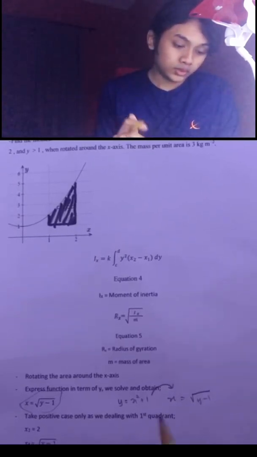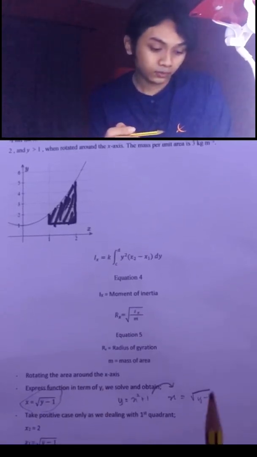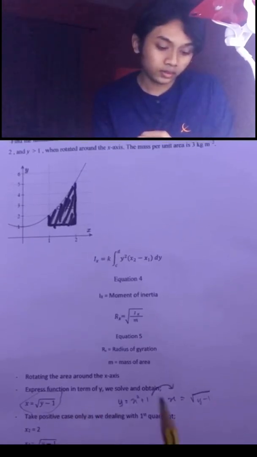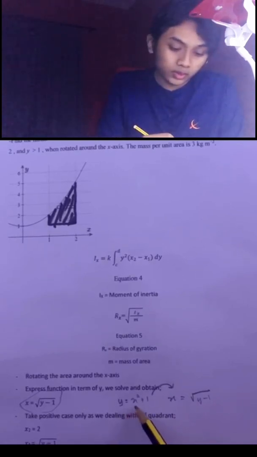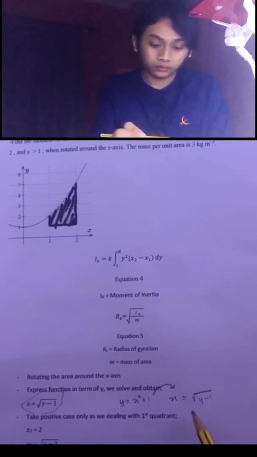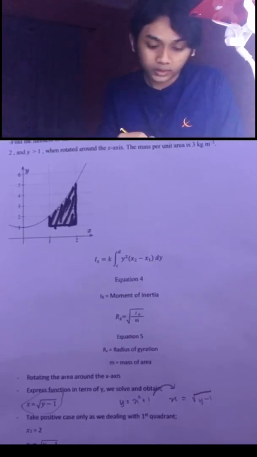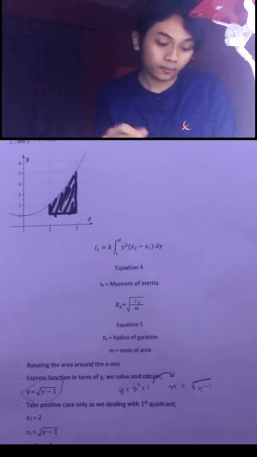This question is rotating the area around the x-axis, so we need to express the function in terms of y. So we solve y equals x squared plus 1 to x equals the square root of y minus 1, as we need it in terms of y.